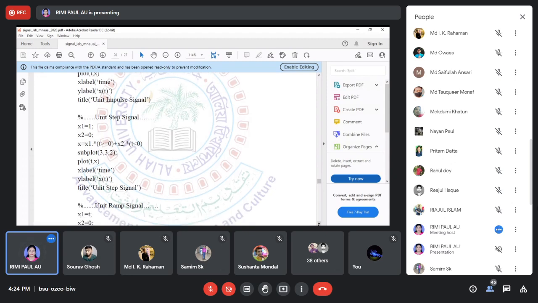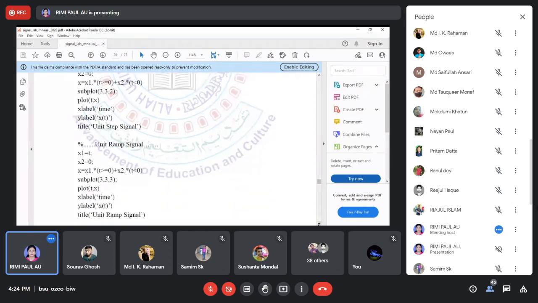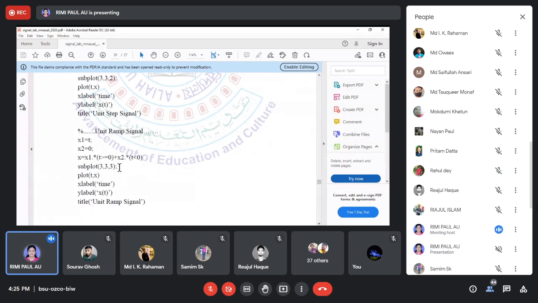That is the thing. Next is the unit ramp signal. It is continuous. You cannot use a separate script file. You have to use one script file, then this subplot will work, otherwise it will not work. So for the unit ramp function, you know the ramp function is x1 is equal to t and x2 is equal to 0. For the unit ramp function k value is 1, so x1 is equal to t when t is greater than or equal to 0 and x2 is equal to 0 when t is less than 0. The rest of the things are the same, but the subplot value is changed, meaning it will go to third position for the ramp.